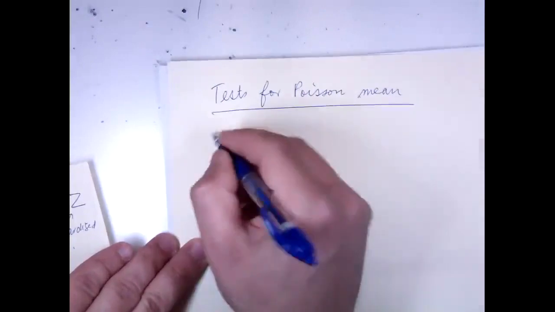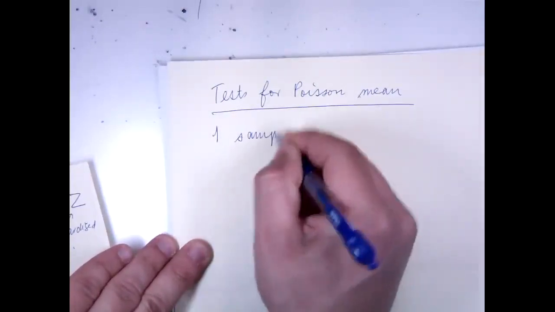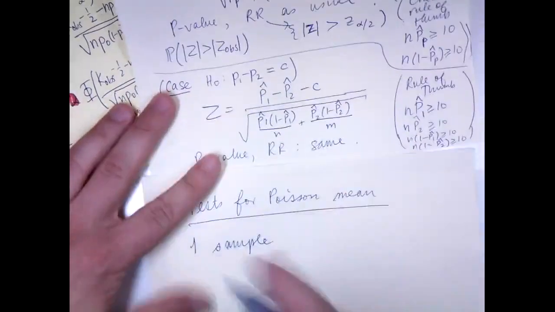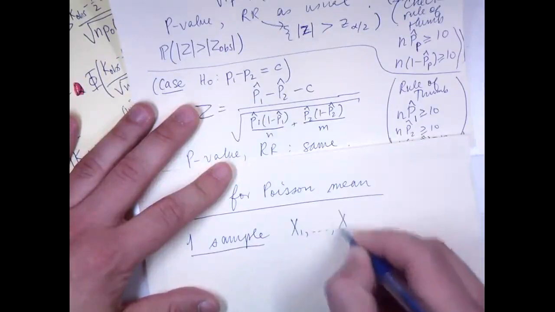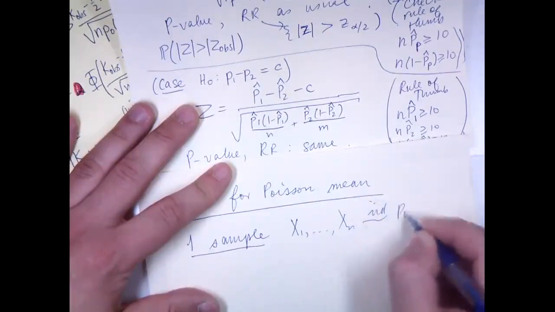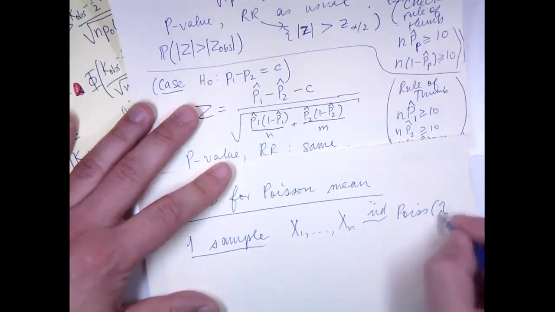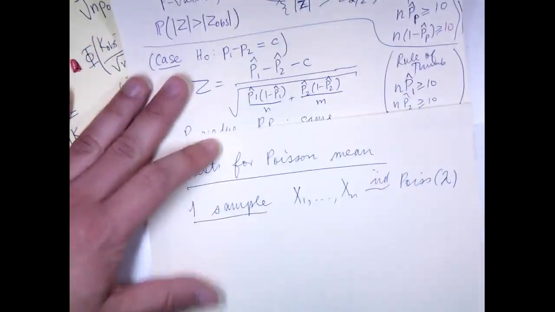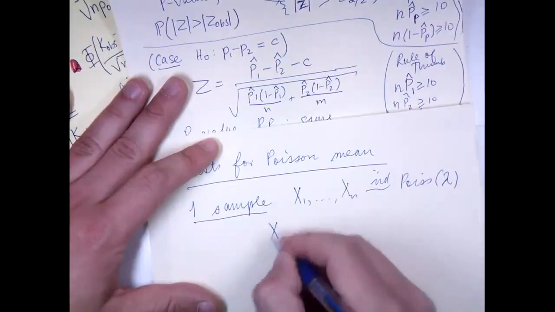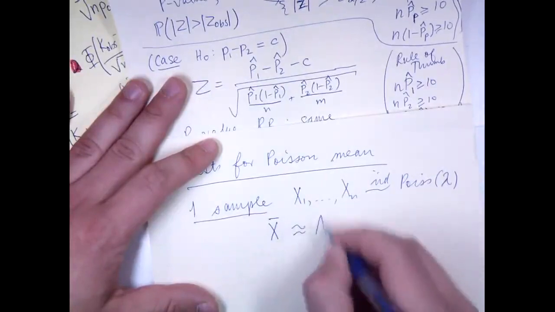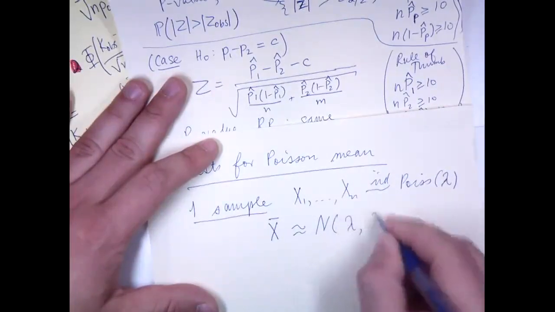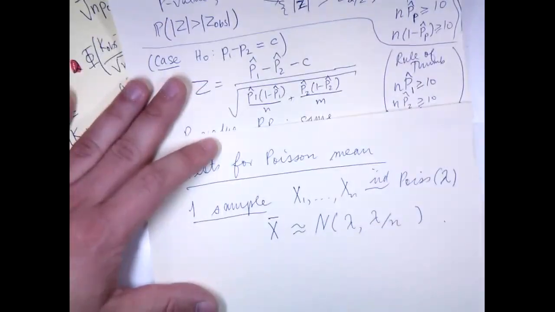Okay, so one sample. Most of this is going to be very familiar once we compare it to the proportions. So one sample, which would be that you have a number of observations, x1 up to xn, IID Poisson, lambda will usually be my Poisson parameter. And we know that Poisson has mean lambda, variance lambda, remember? So x bar is approximately normal, lambda divided by n. That's our normal approximation.